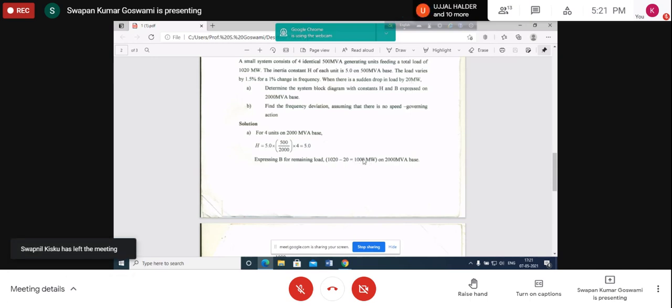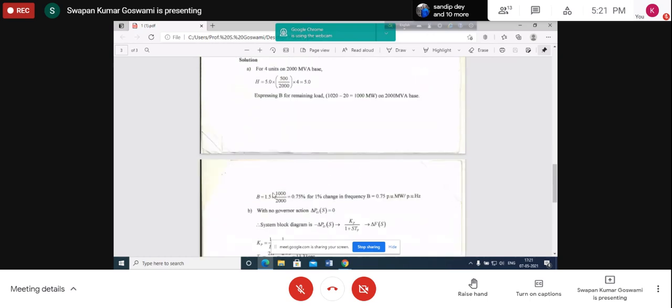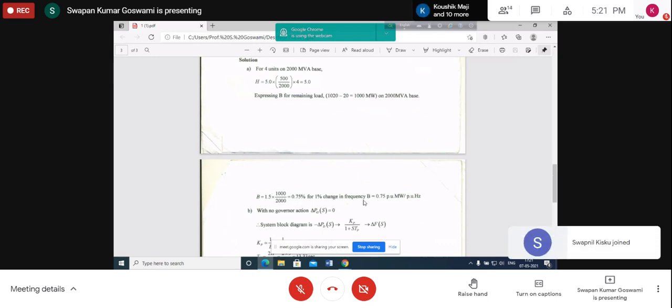So the remaining load is 1000 megawatt, and 1000 megawatt on a base of 2000 MVA is 0.5 per unit. So B is now 1.5% of the load for 1% change in frequency. That means 1.5% of 1000 by 2000, that is 0.75% for 1% change in frequency.